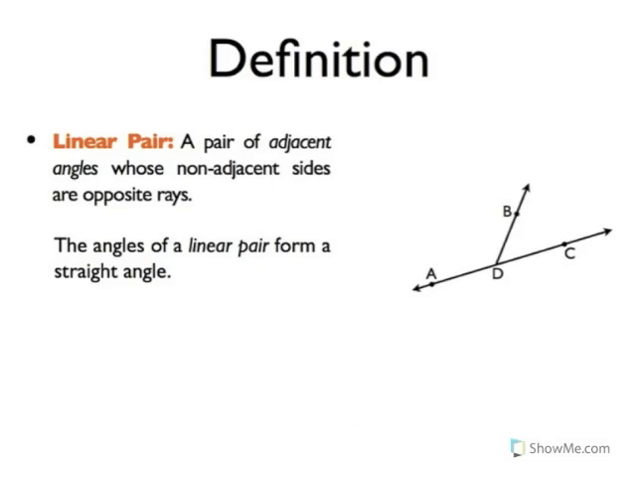Now let's get right back to work with another definition. Linear pair. A linear pair are adjacent angles, so you'll notice that ADB and BDC are adjacent angles whose non-adjacent sides are opposite rays. So you'll notice that ray AD and ray DC are opposite rays. That means that angles of a linear pair form a straight angle or a straight line.